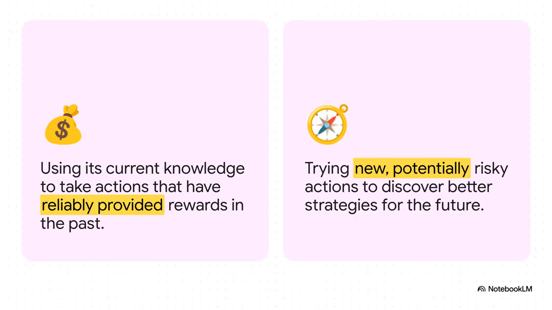On one hand, the agent can exploit its existing knowledge. You know, if it knows a certain move gets a pretty good score, it can just do that over and over. It's the safe bet. On the other hand, it can explore. It can try a totally random, untested move. Now, this is risky. It could lead to a terrible score. But it's also the only way the agent can stumble upon a brilliant new strategy that could lead to the highest possible reward down the road. Finding that perfect balance is everything.